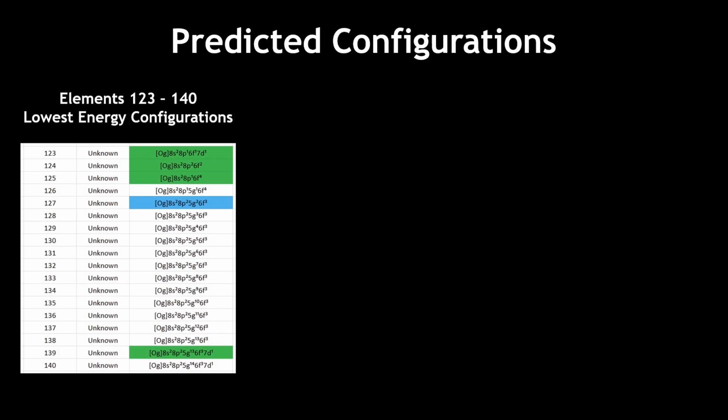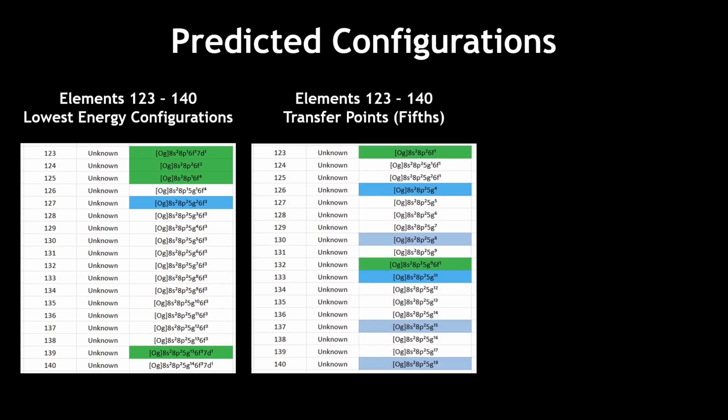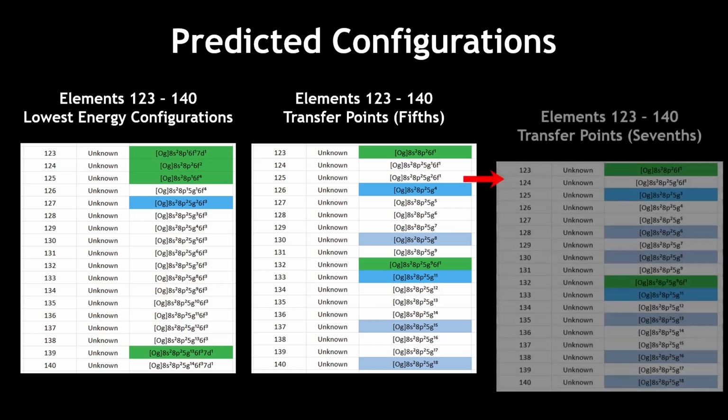However, if the 5g subshell follows the same trend as the previous f subshells, then there may be transfer points from the 6f subshell to the 5g subshell. If such transfer points occur in fifths, then the following configurations are applicable, with the transfer points in blue. However, if the transfer points occur in sevenths, since the f subshell has 7 orbitals as opposed to the d subshell's 5, then there's a slight adjustment for element 125.